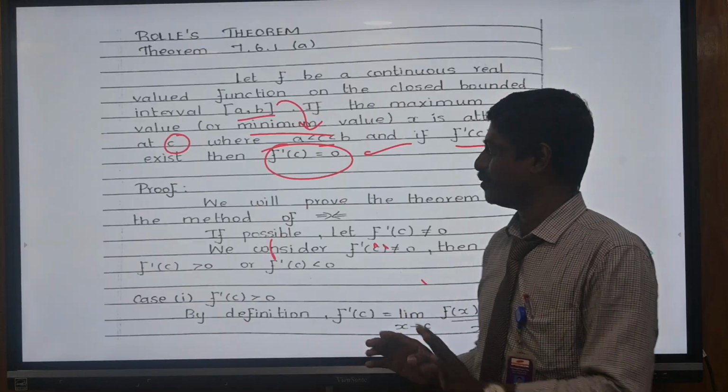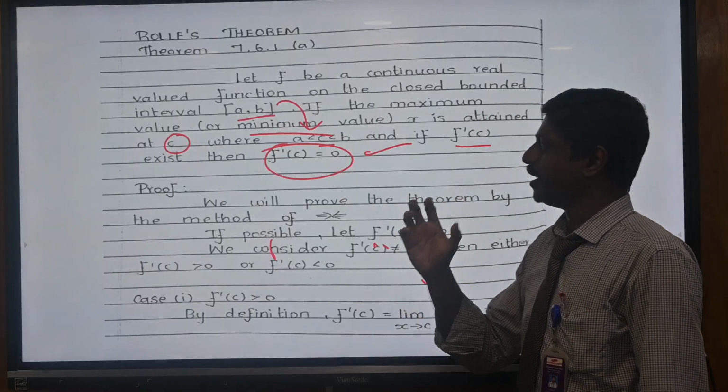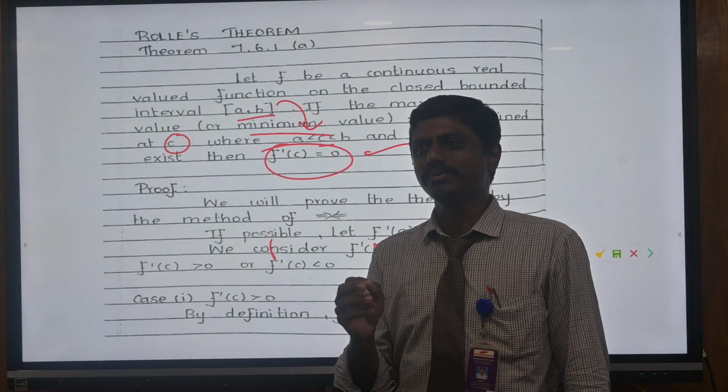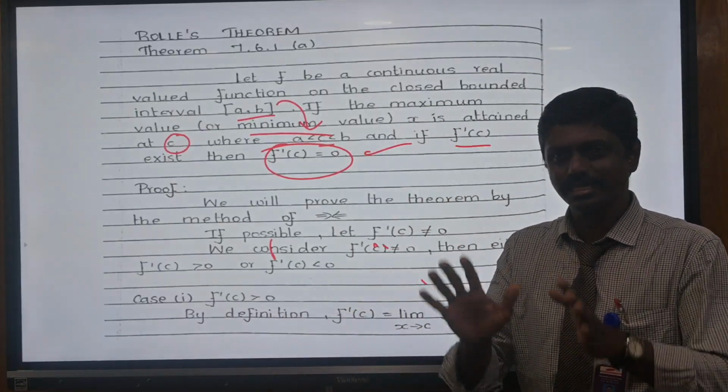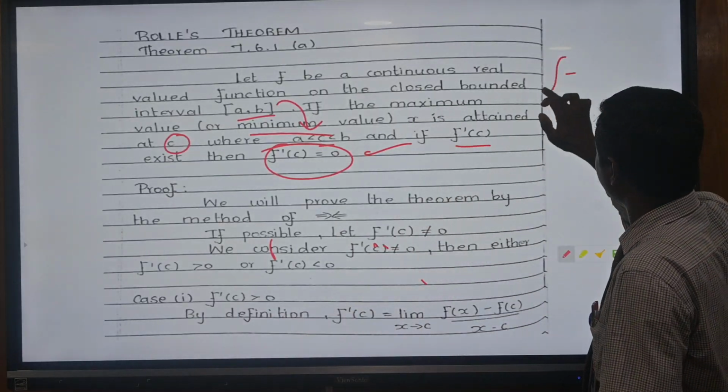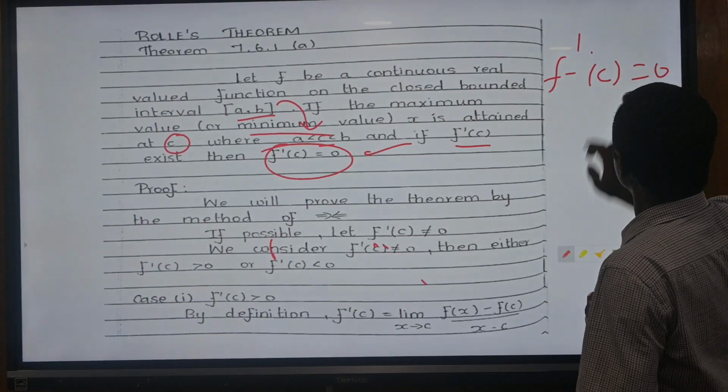Rolle's theorem is the concept of finding the point where the function gives a maximum value or minimum value. That is the concept of Rolle's theorem. The important key is f dash of c equals 0.